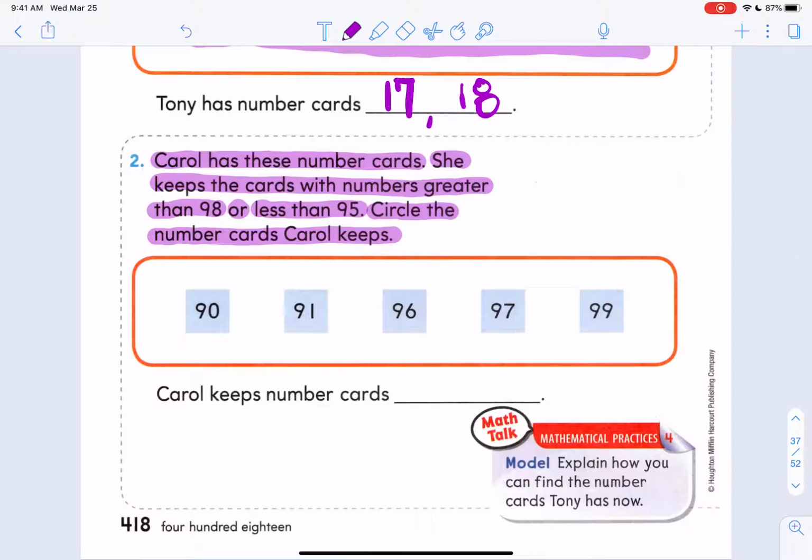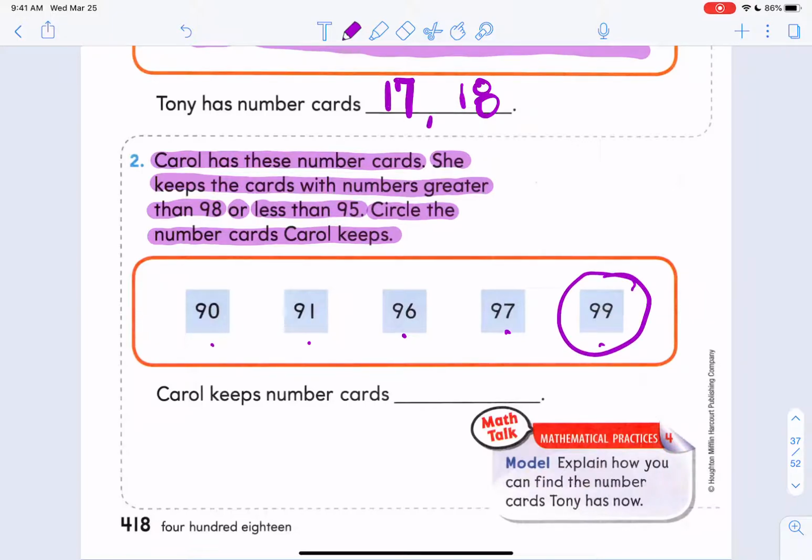Let's look at problem 2. Carol has these number cards. She keeps the cards with numbers greater than 98. And we have to circle the cards that she keeps. Okay, numbers that are greater than 98. 90? No. 91? No. 96? No. 97? No. Those are all less than 98. But 99 is greater than 98. So I'm going to circle it.